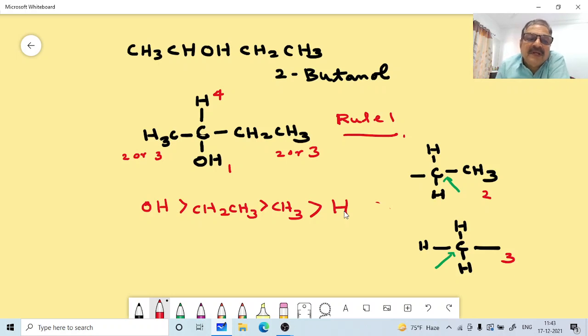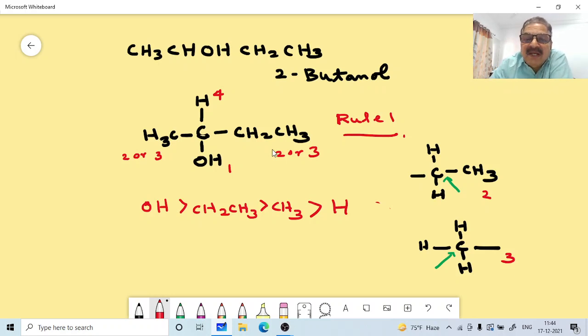Now assign priority 2 or 3 to the methyl group and CH2CH3 here. As per rule 2, if the same atom is bonded here, we have to see the atomic number based on the atoms bonded to these atoms. So here carbon is bonded to another carbon, and here carbon is bonded to 3 hydrogen atoms. Therefore the CH2CH3 group will get priority number 2 and CH3 will be priority number 3. Correct? So this is how we have to assign priority.